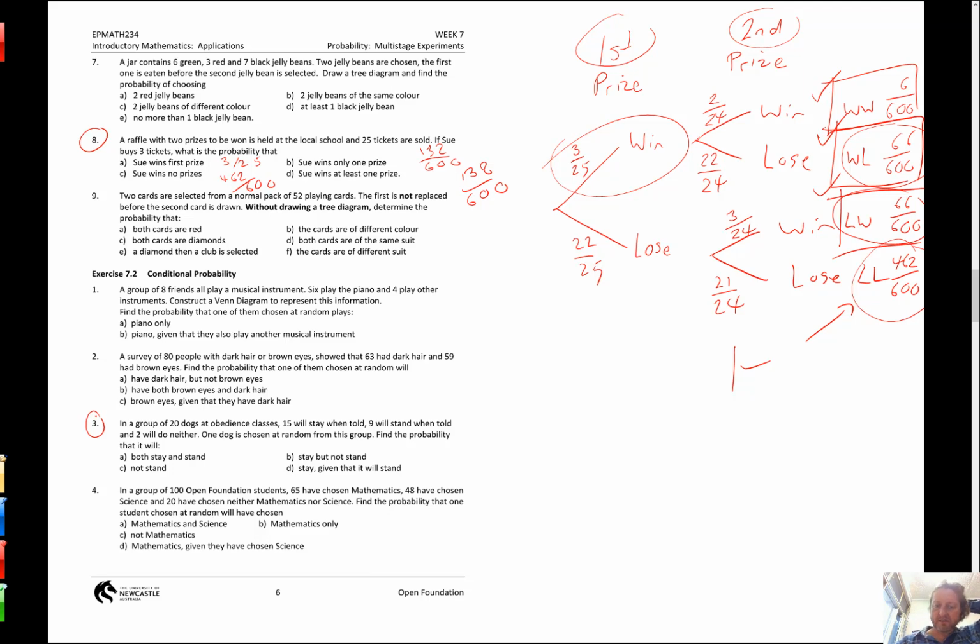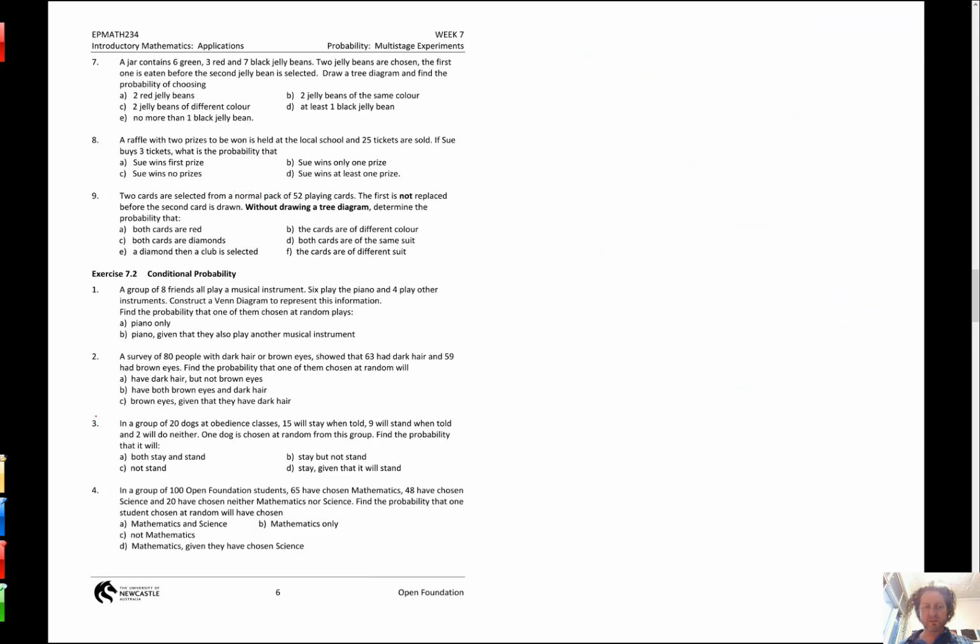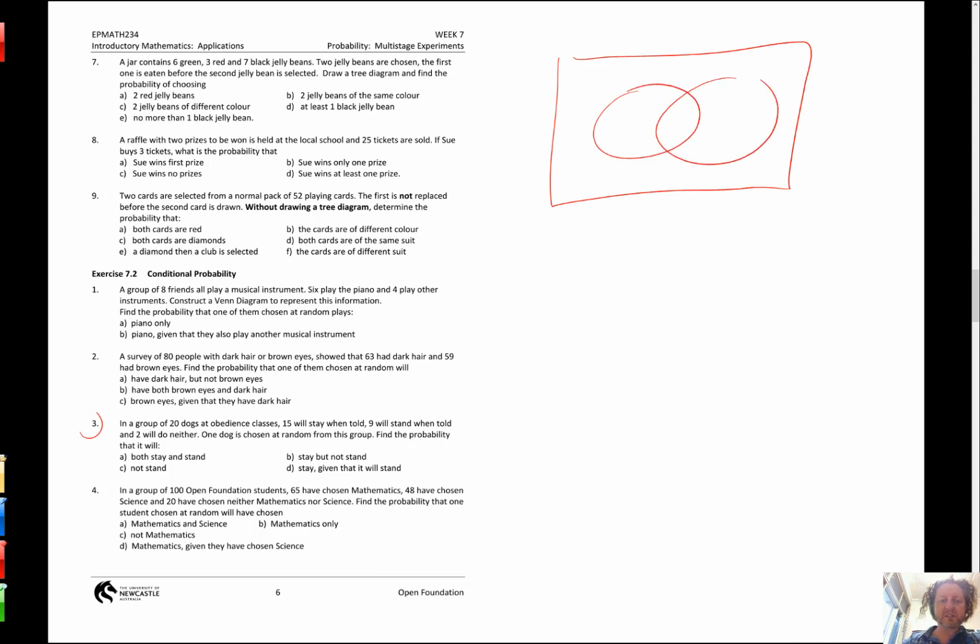For question 3, I'll delete all that stuff. Here's my Venn diagram, and the 2 things we're discussing are stay and stand. Now there's a group of 20 dogs. Remember, when I write 20 outside the box, that's not official anything, that's just me reminding myself, don't forget to check your numbers add up to 20.